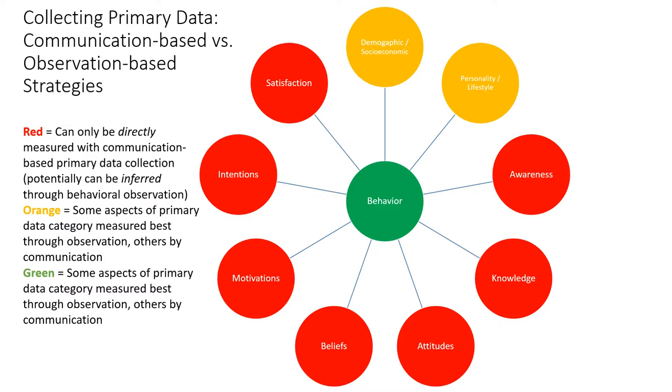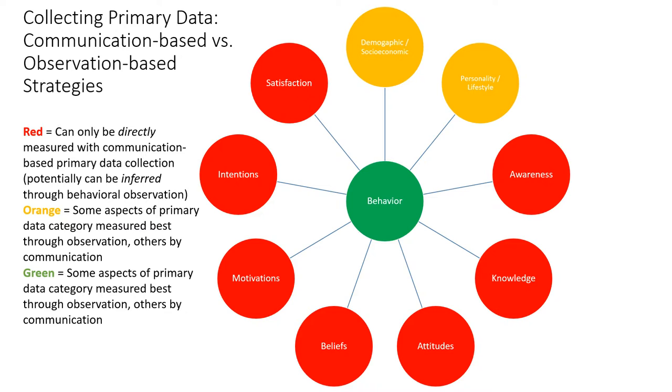On the other hand, if we want to measure those sorts of things that exist strictly up in a person's mind, such as their level of satisfaction, what their intentions are, what their motivations are, beliefs, attitude, knowledge, and awareness, well, all of those things can only be directly measured if we use a communication-based method. We can't know someone's motivations without actually communicating with them.